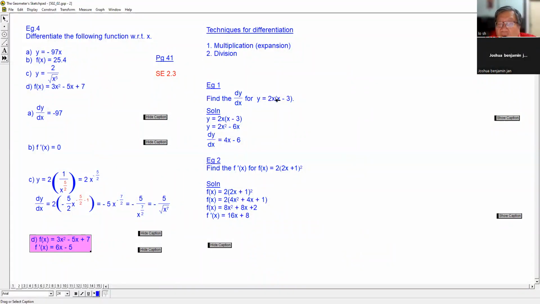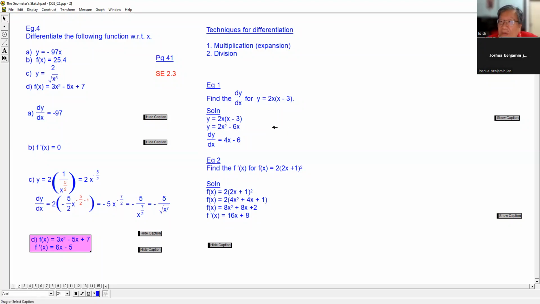Now, whenever it involves a bracket like this, you cannot differentiate. So what you have to do is expand. 2x multiplied by x is 2x squared. 2x multiplied by negative 3 is negative 6x. What we have been doing so far is just simplifying. No differentiation yet, so you cannot call it dy/dx.